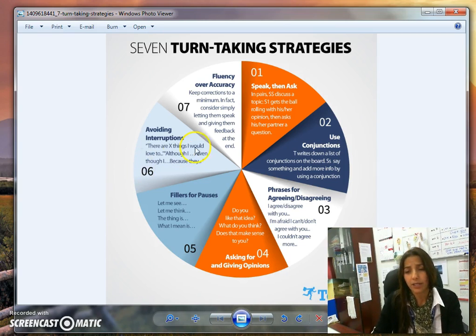And the last one here is fluency over accuracy, which means keep corrections to minimum. In fact, consider simply letting them speak and giving them feedback at the end, which means when people finish, let them finish what they are saying. Even if you don't understand what they're saying, wait till they're finished, and then you can ask them, did you mean there are many challenges in using this method in schools of Bahrain? So you can ask your questions, but wait till they finish. So let them finish, and then there should be a fluency in your turn-taking strategy. So I hope you understand there are different ways in which you can do turn-taking.